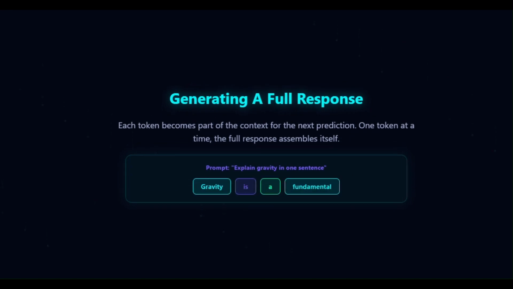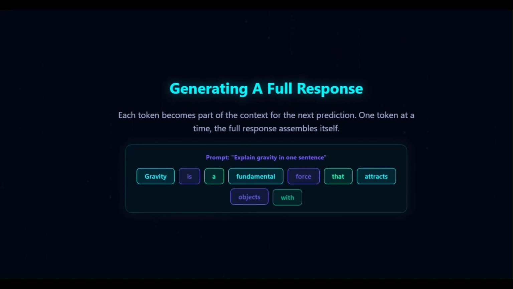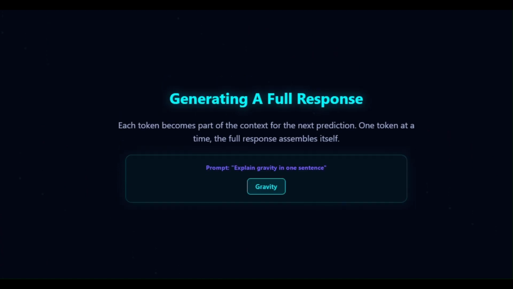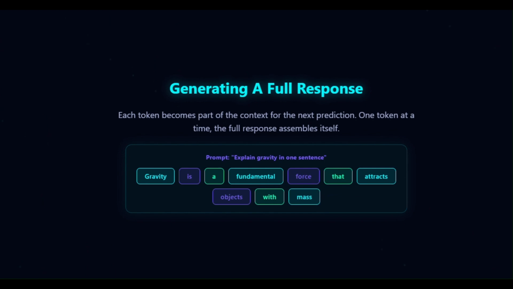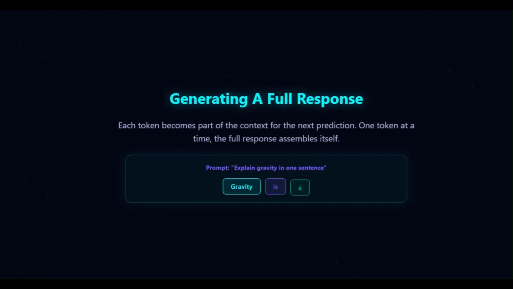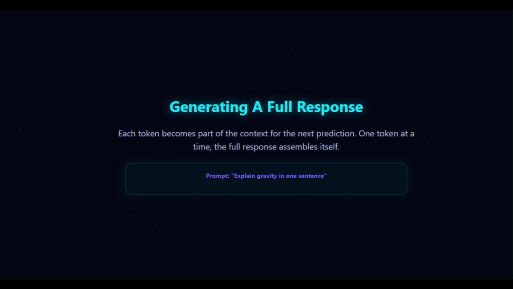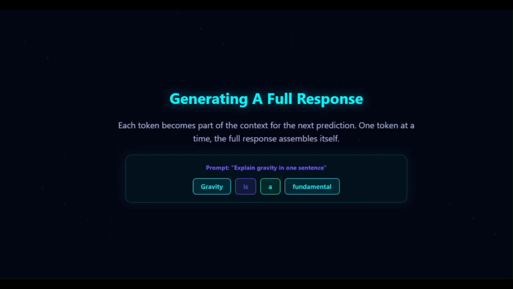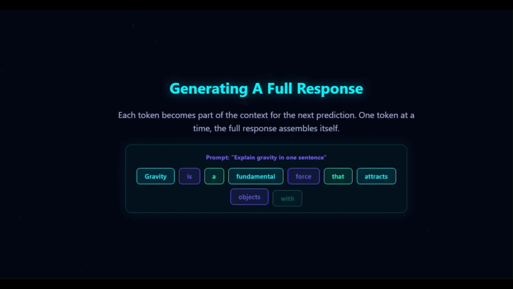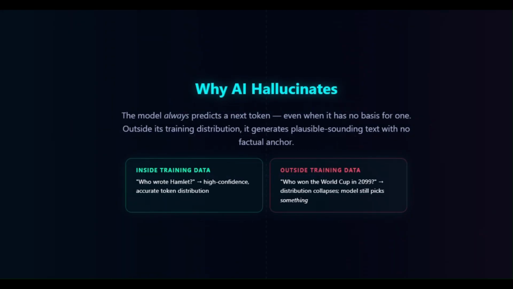Now the magic starts happening. Suppose the prompt is "Explain gravity in one sentence." The model predicts the first token. That token gets added to the context. Then it predicts the second token, then the third, and so on. Each prediction becomes part of the input for the next prediction, one token at a time. An entire sentence forms, then a paragraph, then a complete answer.